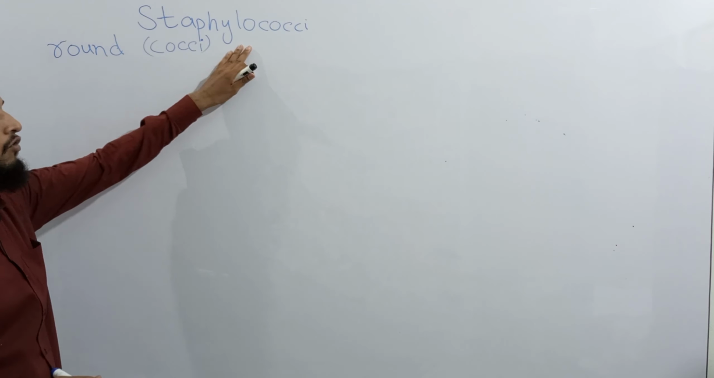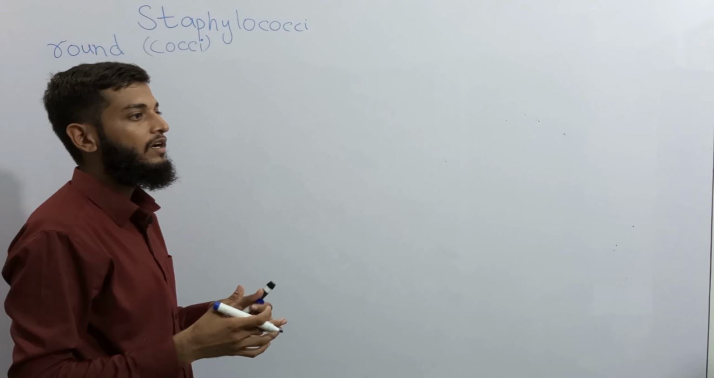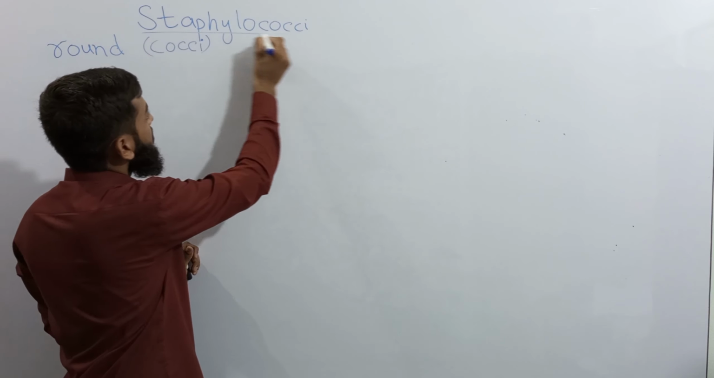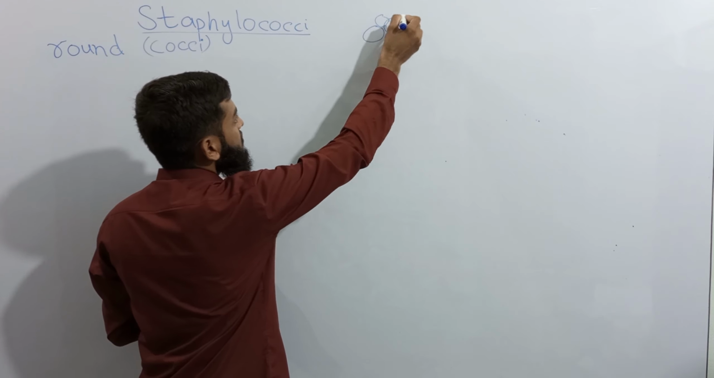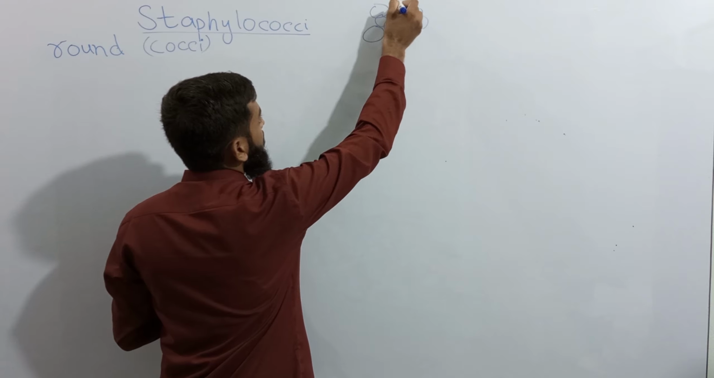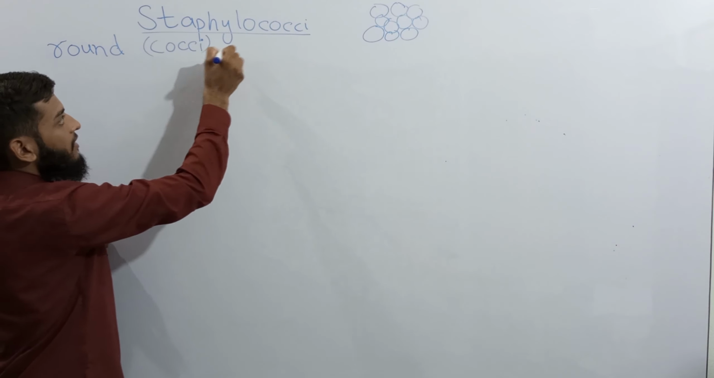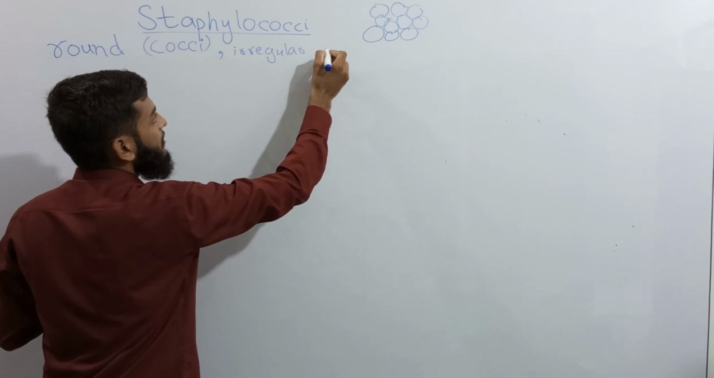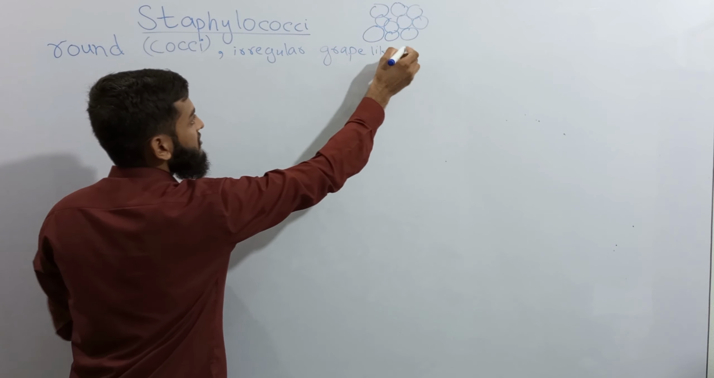When we see staphylococci under the microscope, they have an arrangement called grape-like clusters. Irregular arrangement, just like a cluster of grapes. Staphylococci don't have a proper arrangement, so their arrangement is called irregular grape-like clusters.